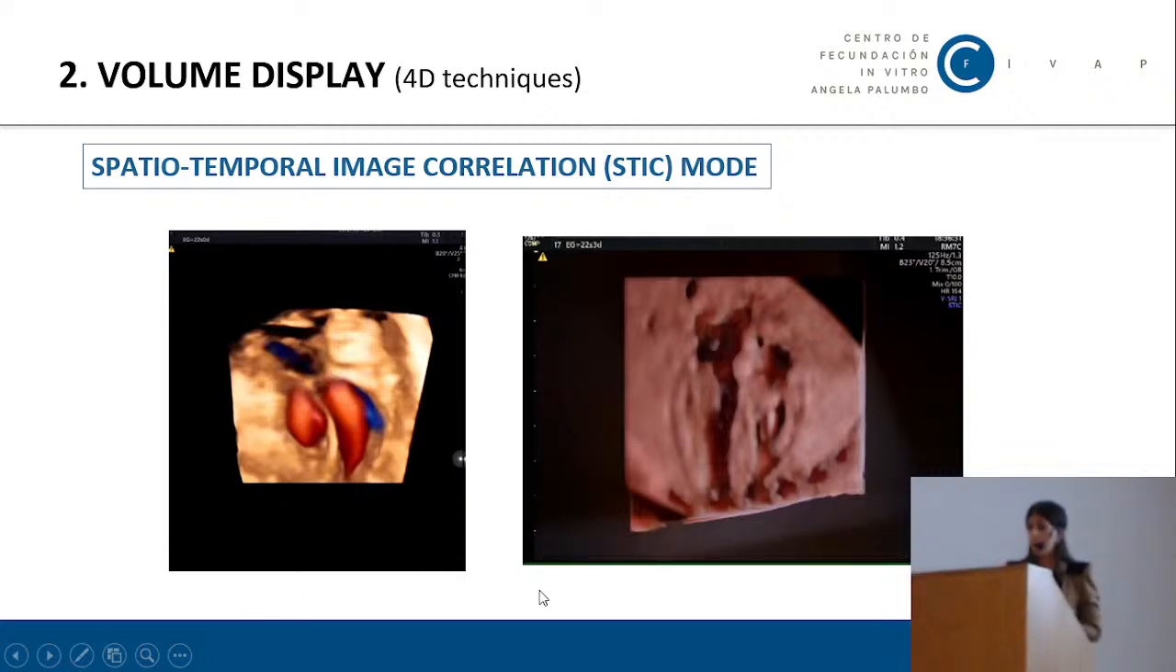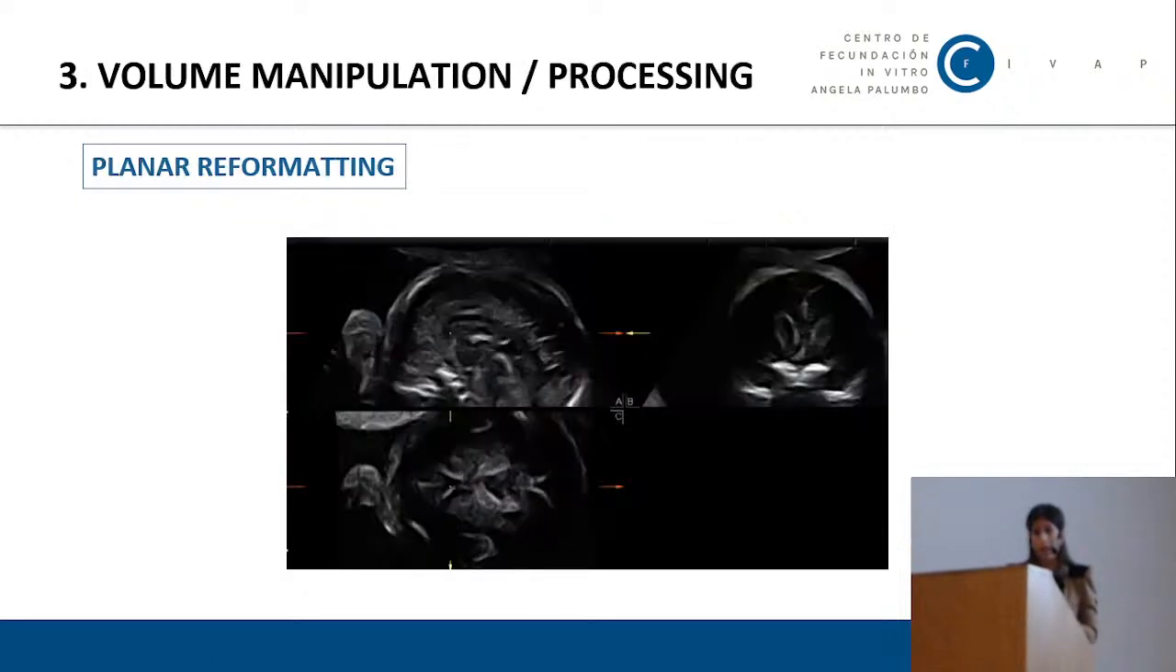So once a volume has been taken and stored, it can be manipulated in different ways. Here we have the planar reformatting. Here we can rotate or translate the image to get a picture in any plane.